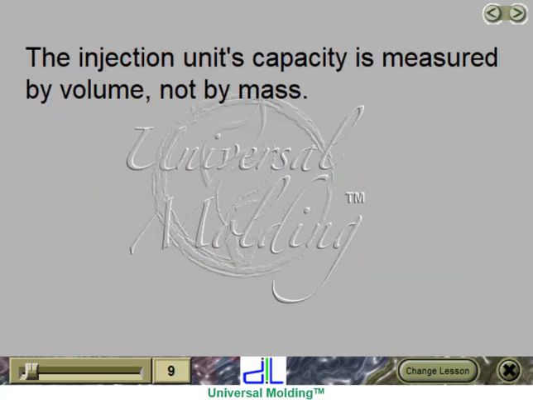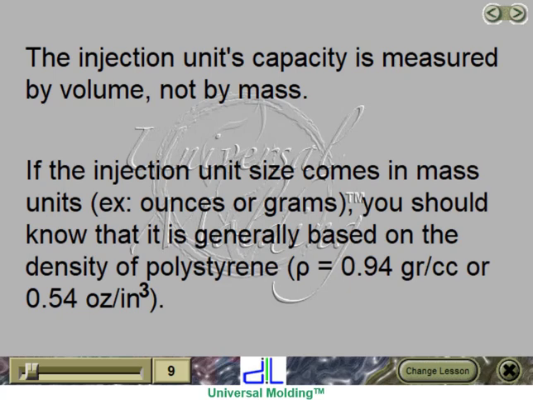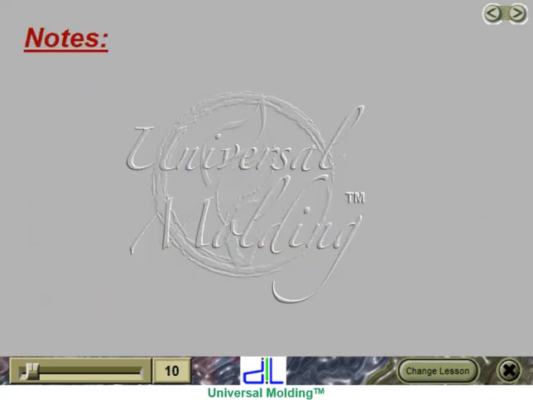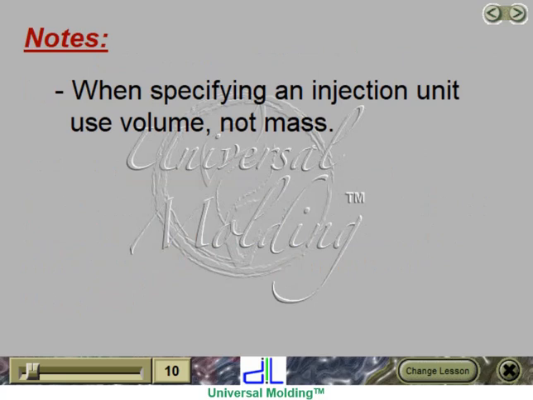The injection unit's capacity is measured by volume, not by mass. If the injection unit size comes in mass units, for example ounces or grams, you should know that it's generally based on the density of polystyrene, which is 0.94 grams per cubic centimeter or 0.54 ounces per cubic inch. Notes: when specifying an injection unit, use volume, not mass.